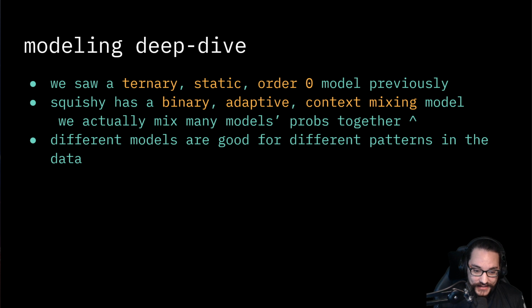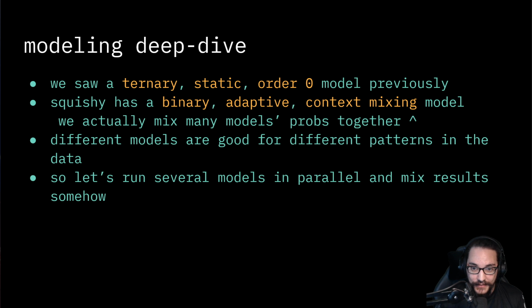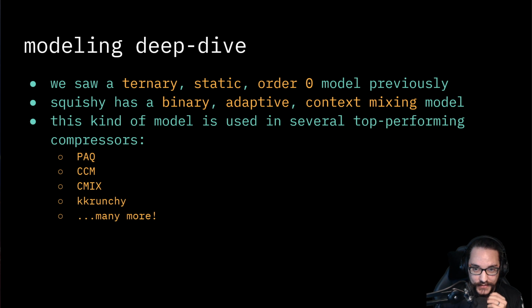The reason why we do this is that we can build different models that are good at finding different kinds of patterns in the data. So we want to run several in parallel to be able to see as many patterns as possible. And then we're going to mix their predictions and their results.